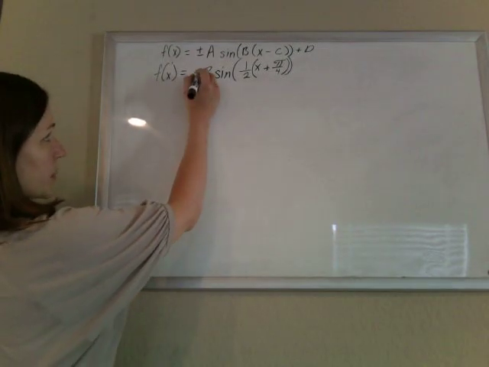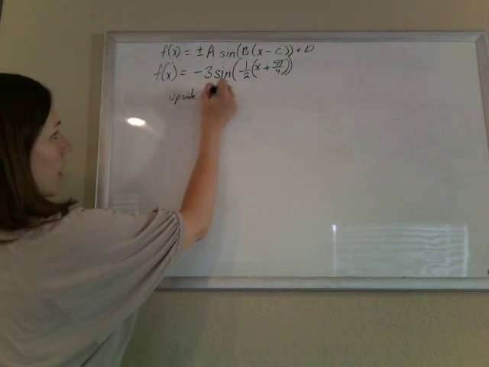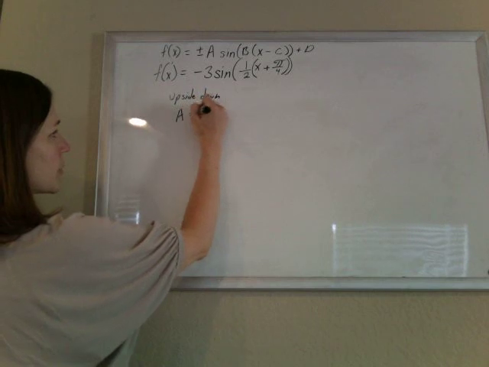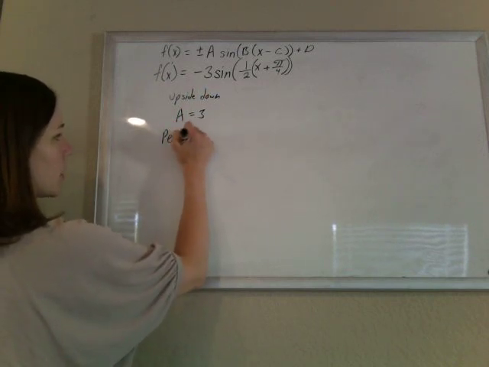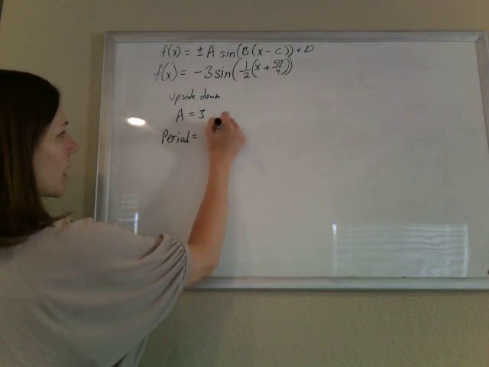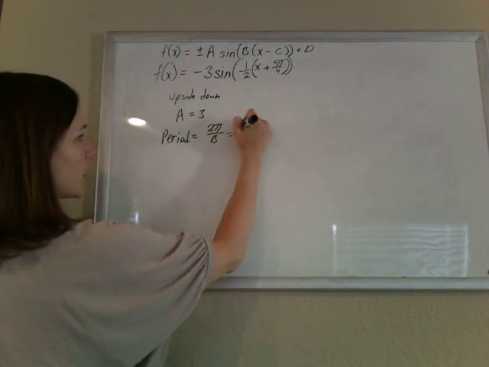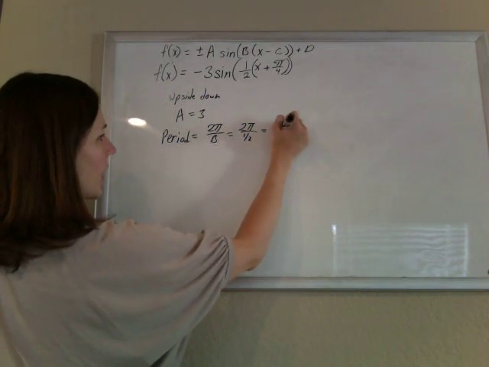Start by noticing that because of this negative, my graph is going to be upside down, flipped over the x-axis. The amplitude of my graph is 3. The period is 2 pi over b, where b is the coefficient of x. So here it's 2 pi over a half, so 4 pi.